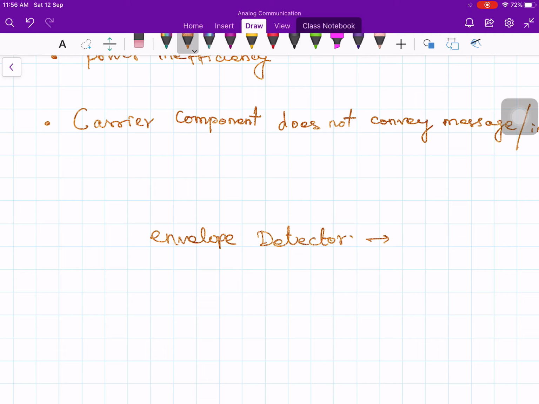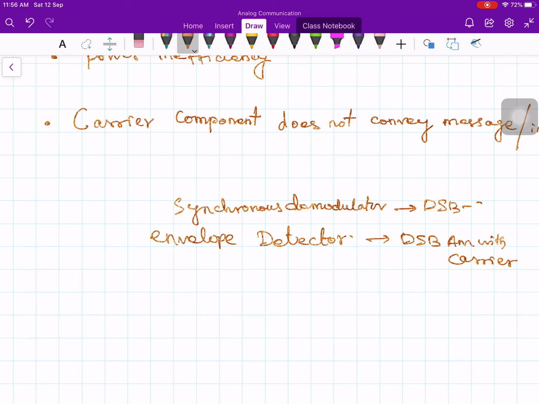Envelope detector. This is for double sideband AM with carrier. In the previous case we talked about the synchronous demodulator, that is for DSBSC. Basically we use the fact that the envelope E of t is proportional to M of t, and the recovery of M of t is very simple by a device called a diode.